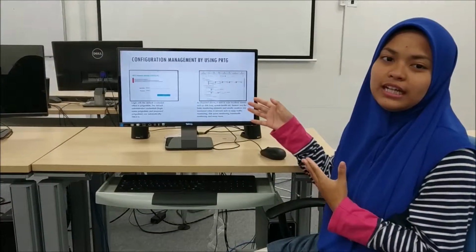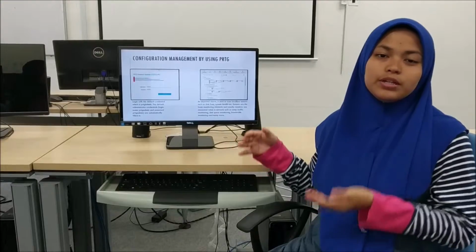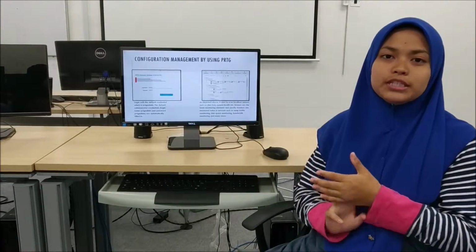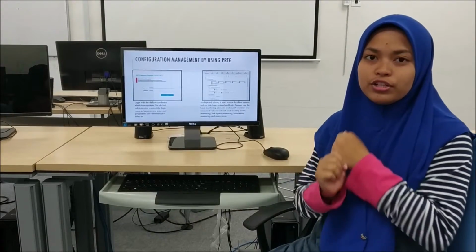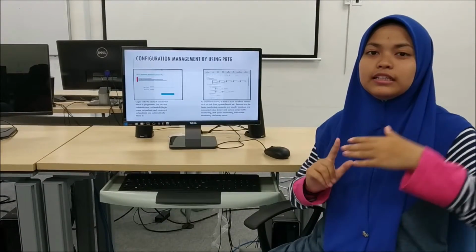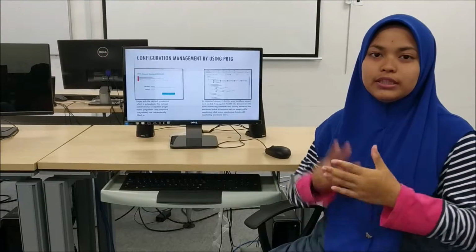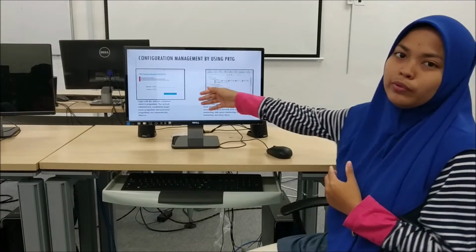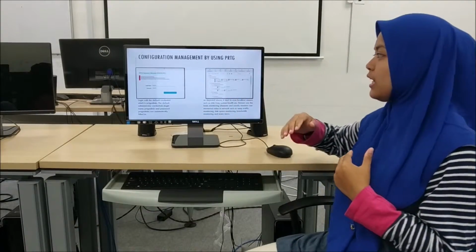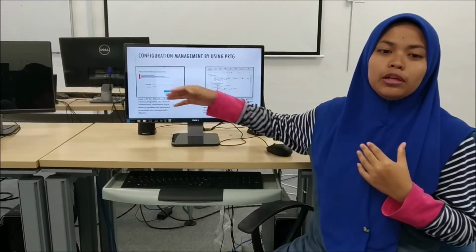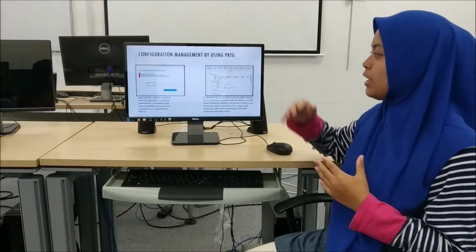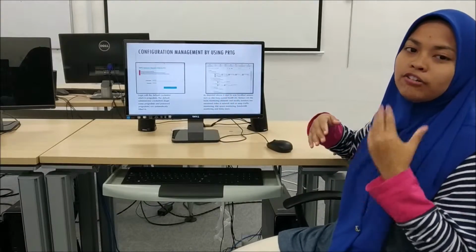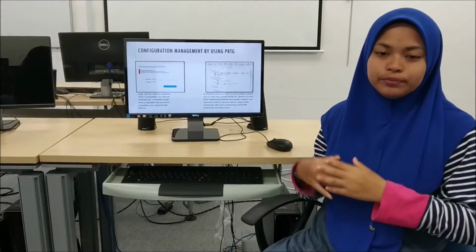This is the lab manual of configuration management using PRTG. There are three goals to be achieved. First, change configuration. Second, change component parameter. And third, set alarm threshold. First, we will go through the first step, which is credentials. We will log in with the default credentials, which are the PRTG admin username and the PRTG password. They are the default credentials that PRTG gives to you.